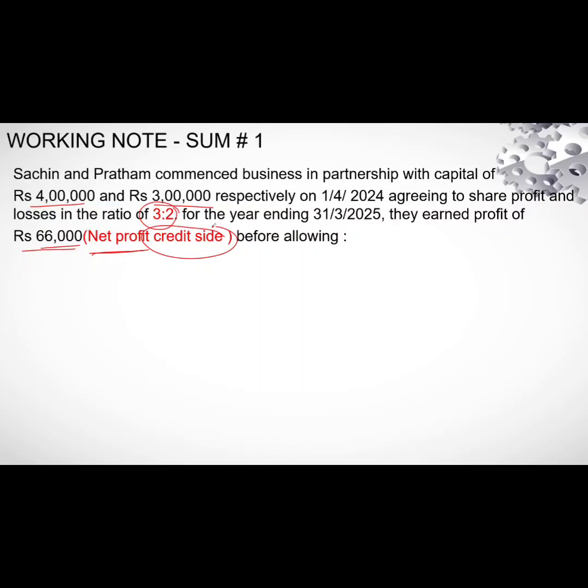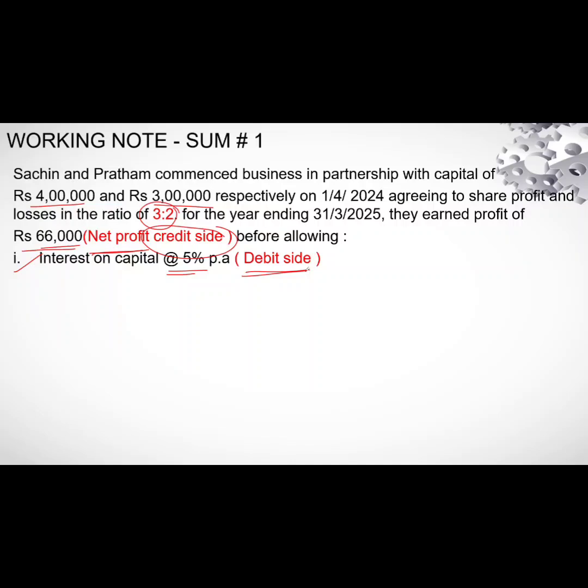The first one is the interest on capital. So this interest on capital should be provided at 5% per annum, and this interest on capital is the expense for the firm, so therefore it will appear on the debit side of the Profit and Loss account. Now let's see how to calculate this interest on capital.